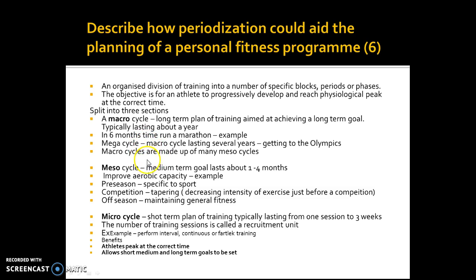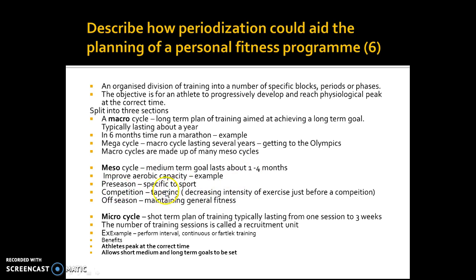And basically, a macro cycle is made up of many different mesocycles, which are your medium-term goals. Remember, if you set a macro cycle on its own, it could be quite daunting, anxiety, you don't need to know that, but that's just linked to our goal-setting stuff. Then you've got a mesocycle. Now, a mesocycle is a medium-term goal that lasts anywhere between 1 and 4 months, and you can have several of these. Okay, so the key focus, or the goal, within these medium-term goals would be to improve your aerobic capacity in a number of different ways.